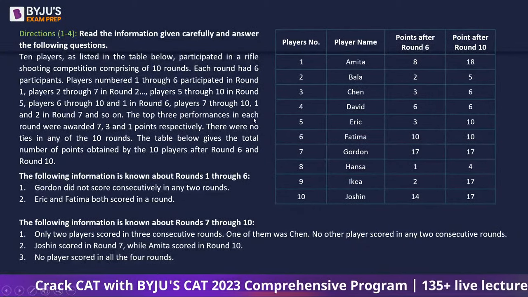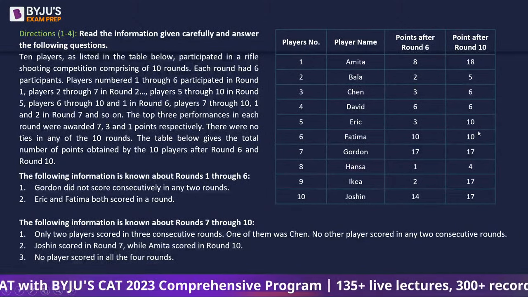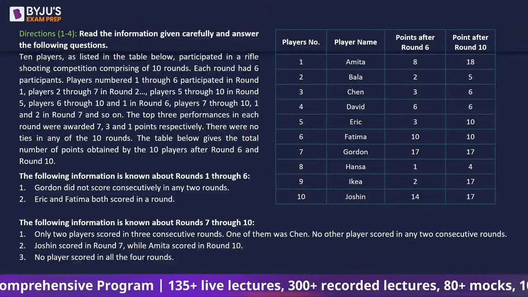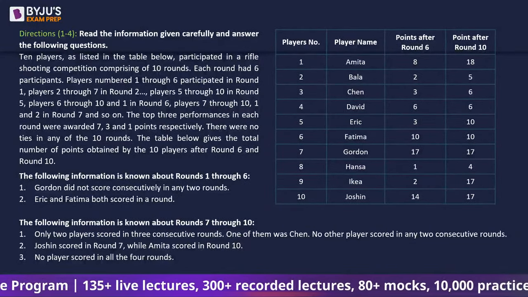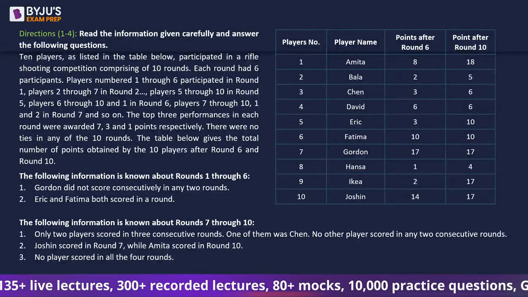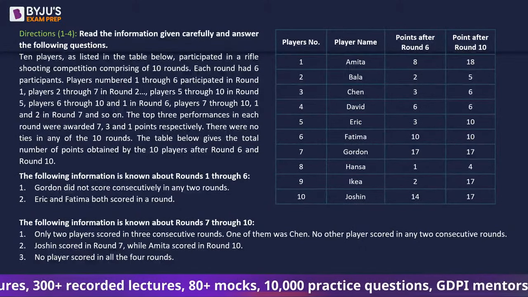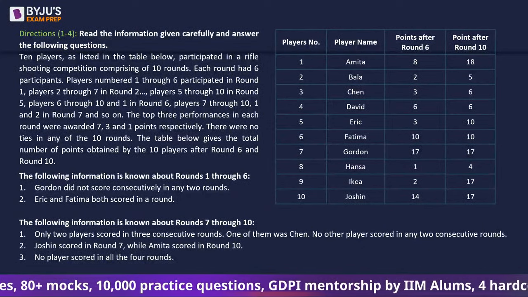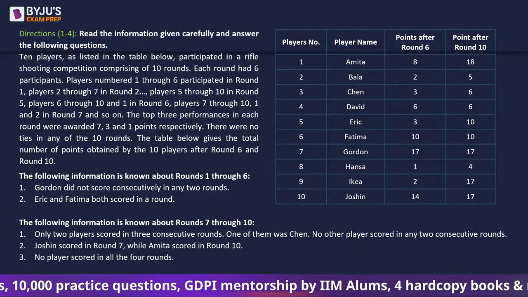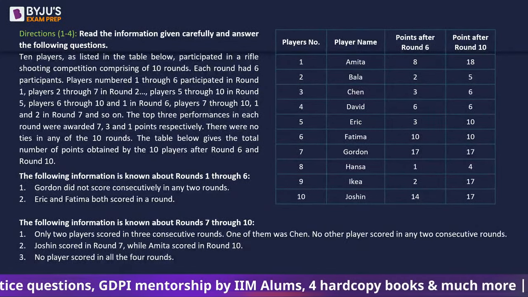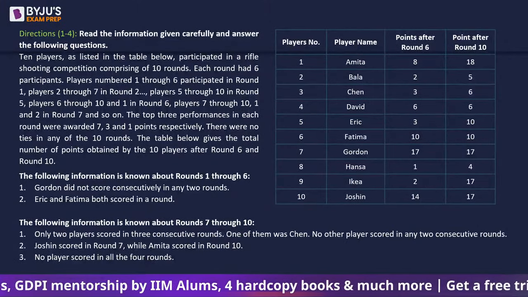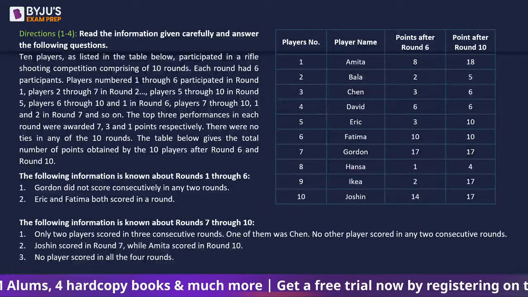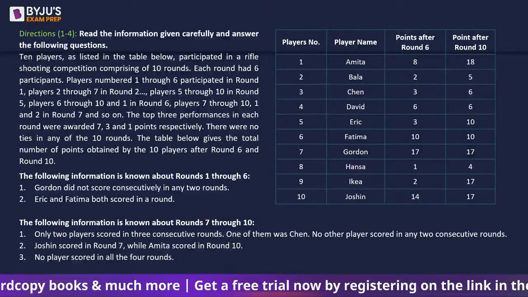So the set is: 10 players as listed in the table below participated in a rifle shooting competition comprising of 10 rounds. Each round had 6 participants. Players numbered 1 through 6 participated in round 1. Players 2 through 7 in round 2. Players 5 through 10 in round 5. Players 6 through 10 and 1 in round 6. Players 7 through 10, 1 and 2 in round 7, and so on.